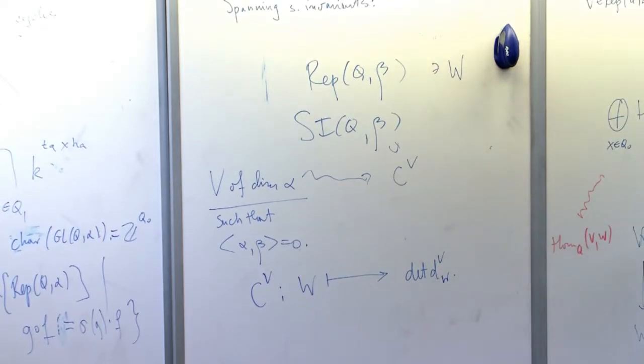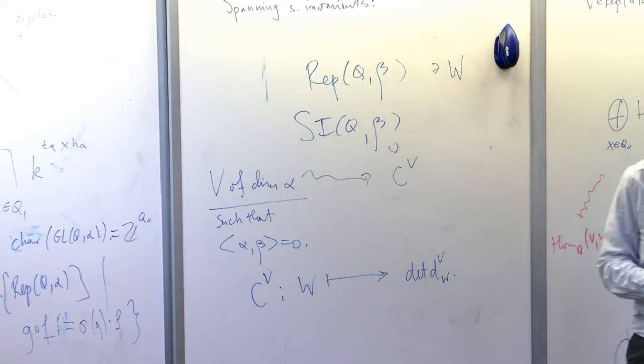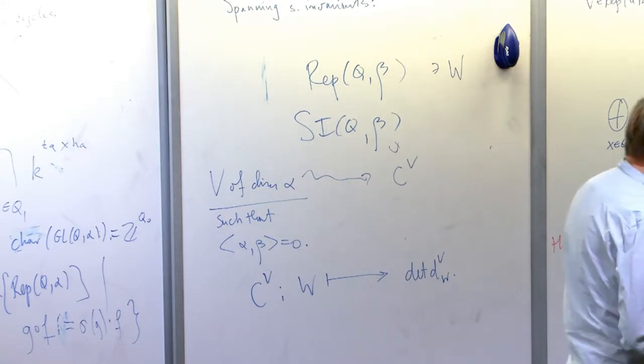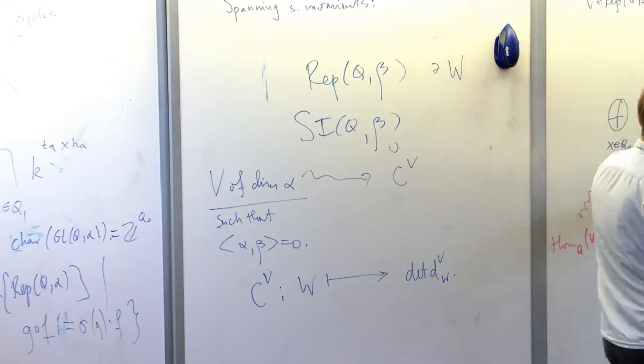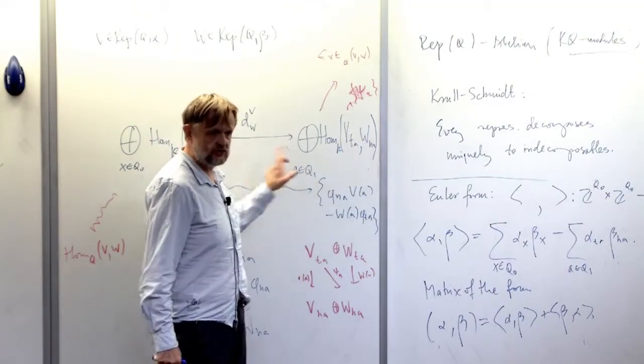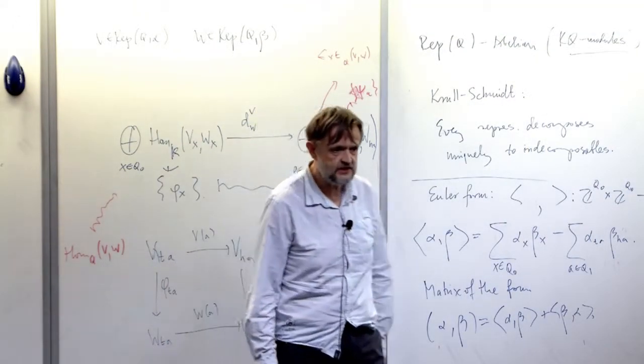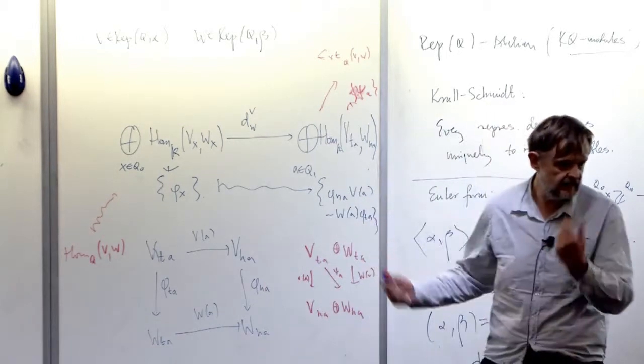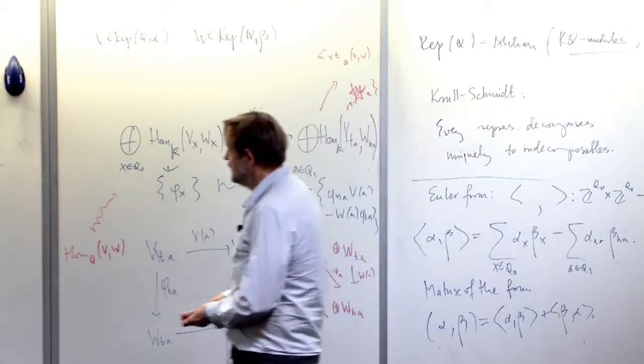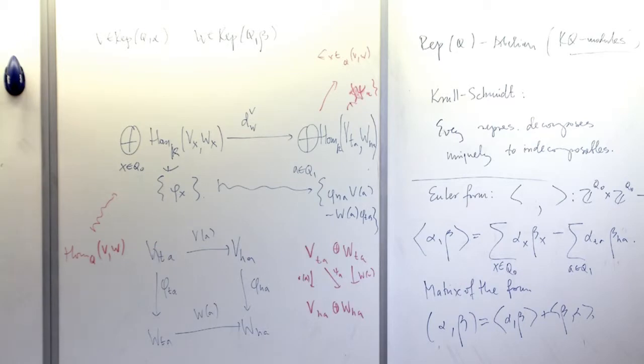I'm cheating a little bit, because the determinant is defined only up to scalar. One thing is, I don't care, I define it up to scalar. Or the other is I just take some framing: I fix some basis of my spaces of dimension beta at every vertex, and then I have a determinant. In this way, I define my semi-invariant.